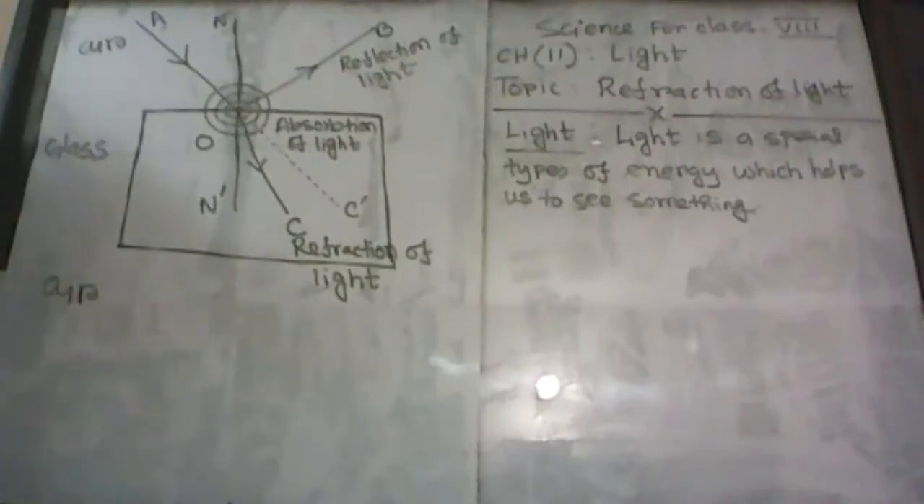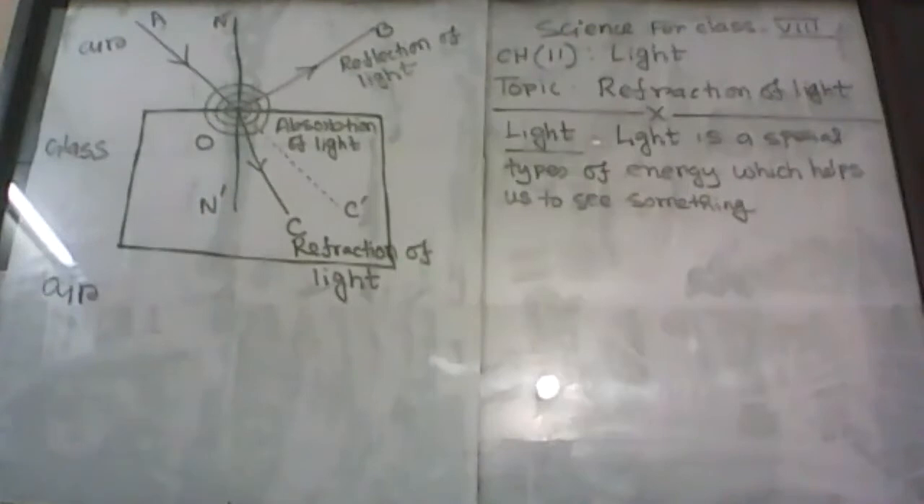So from this discussion, we can say that the reflected part of light plus the refracted part of light plus the absorbed part of light gives the original light. This original light is known as the incident light. So the incident light is converted into these three parts: one is the reflected part, another is the refracted part, and the third one is the absorbed part. These three together are known as the total part of the incident ray.